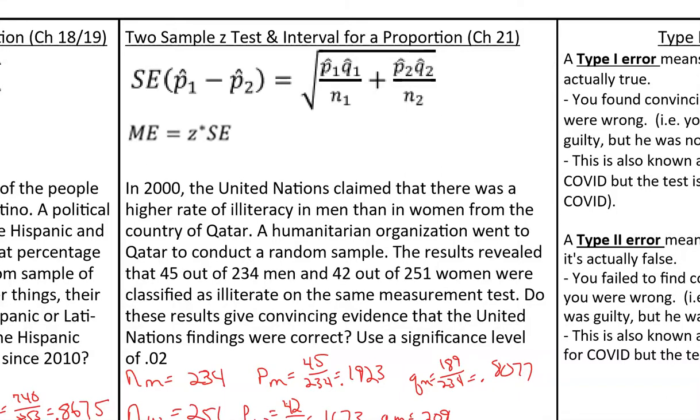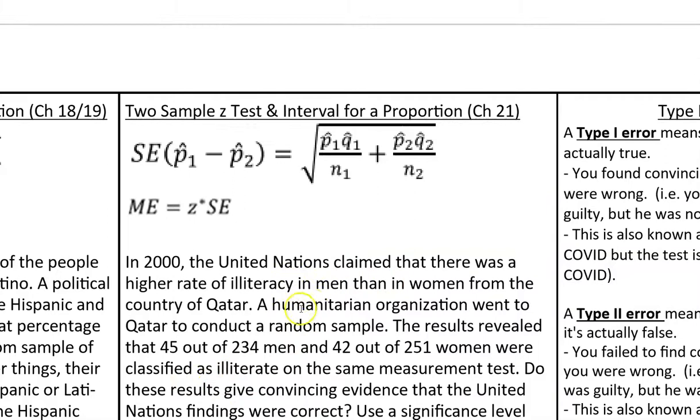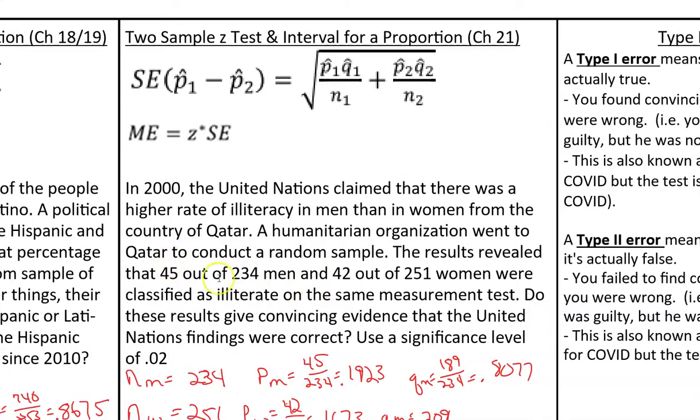All right, class, our next type of problem will be a two-sample z-test and interval for a proportion, which was chapter 21. So in 2000, the UN claimed there was a higher illiteracy rate in men than in women from the country of Qatar. They give us two samples here, and you can see they're in proportion form, like 45 out of 234, 42 out of 251. So this should be your tip-off that this is a two-sample z-test for a proportion.